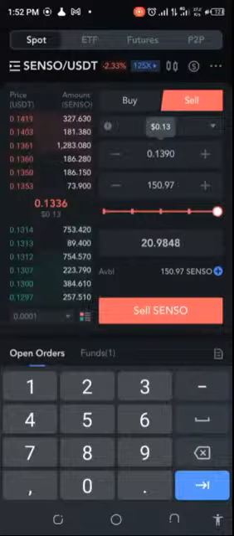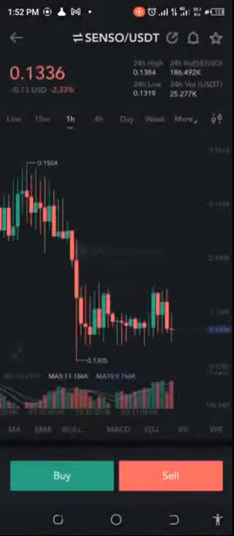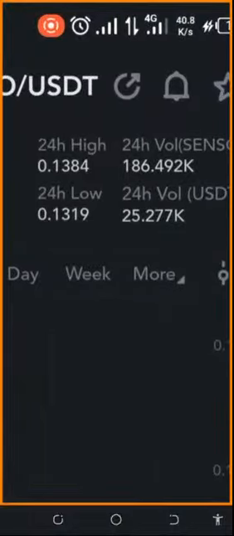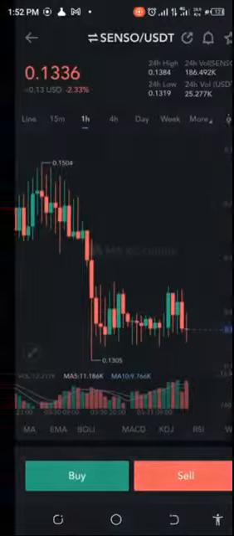Well, looks good, but would it get to 1390? Let's check it out. Let's see what its highest, high within the 24 hours, 1384. And the lowest is 1319. So if I choose 1380, wouldn't that be still too ambitious?